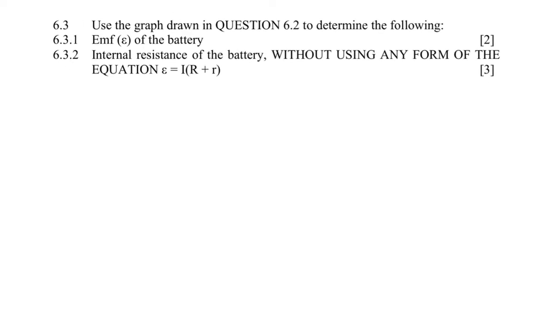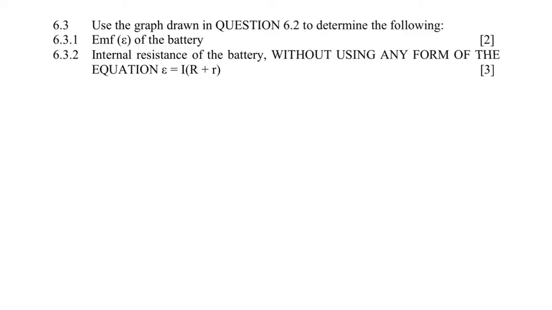So we now are asked to use the graph that's been drawn to determine the EMF of the battery as well as the internal resistance of the battery without using any form of the equation EMF equals IR plus little r. Now, what they mean by that is they do not want us to take points and substitute them in here and set up simultaneous equations in order to get little r and the EMF. They want us to use the properties of the graph.